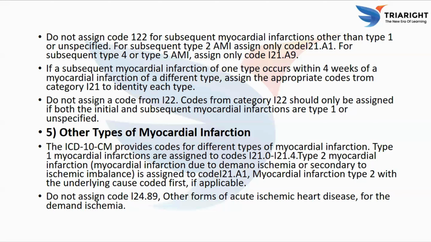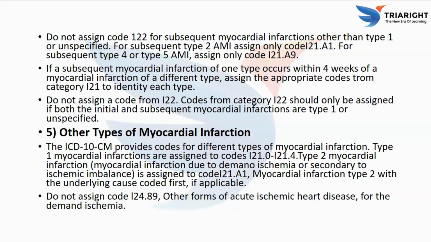Let me give you an example. If a patient has a type 1 MI 2 weeks ago and now develops a type 2 MI, how do you code? You have to assign both the I21.4 code, that is NSTEMI, and also the I21.A1 code, that is type 2 MI. Use I22 only if both the first and second MIs are type 1 or unspecified and the second one occurs within 4 weeks of the first. So this is how you code these types of myocardial infarction.